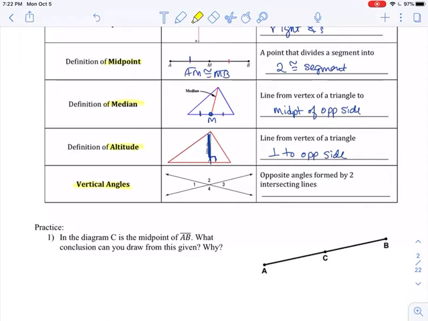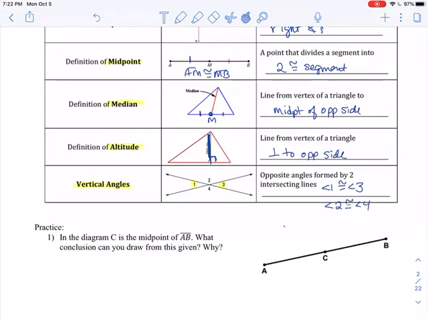And another one that comes up a lot in proofs are vertical angles. Remember, vertical angles are opposite each other, and vertical angles are congruent to each other. So angle 1 and angle 3 right here are congruent to each other. So they're opposite angles formed by two intersecting lines, and angle 1 is congruent to angle 3. Angle 2 and angle 4 are also vertical angles, and those are also congruent to each other.